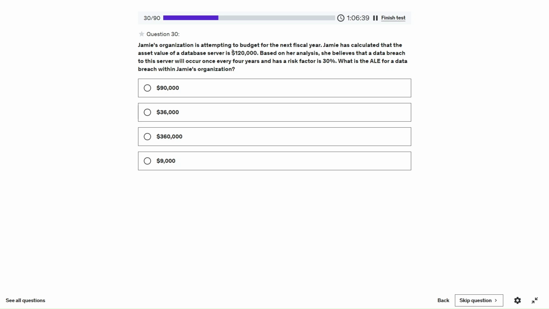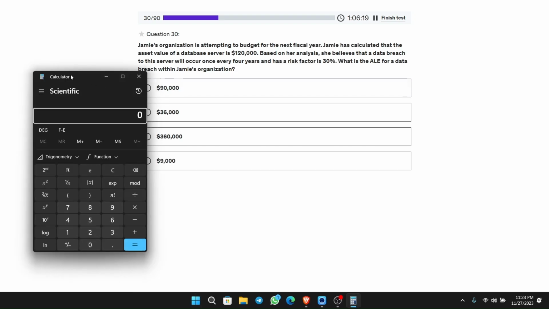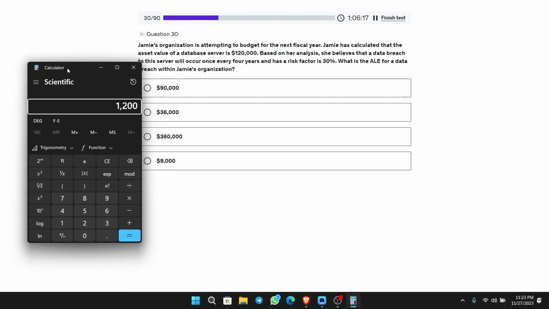So you will need to multiply this total amount with the risk factor, and that's what gives you the loss. Then you will divide that loss by the 4 years, and you will get how much you are losing per year. So let's open the calculator. 120,000 into 0.30 divided by 4, it should be 9,000.